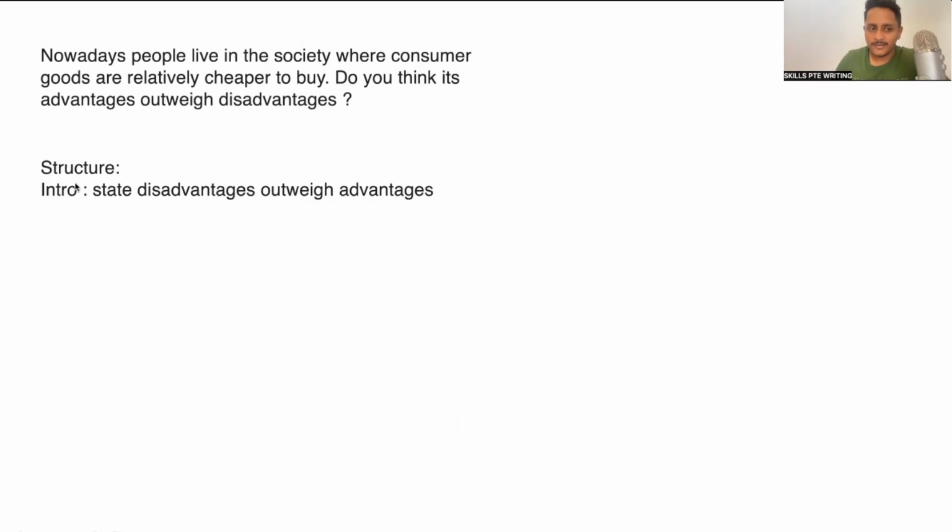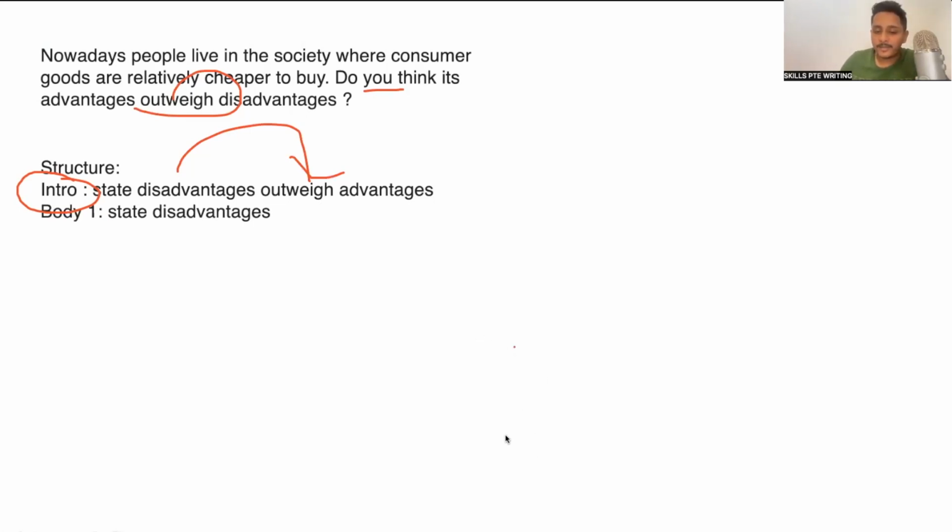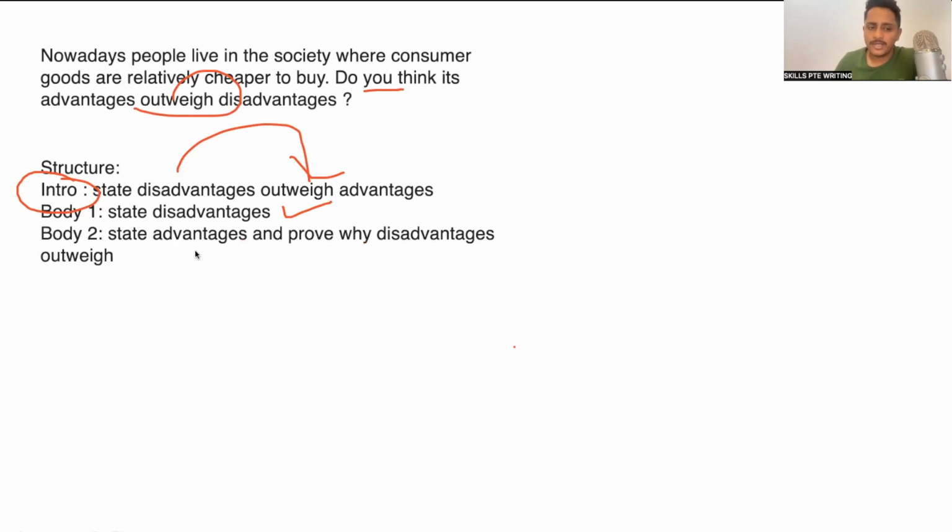Introduction, the very first paragraph, 4 to 5 lines. You need to state your viewpoint. The question is, do you think the advantages outweigh the disadvantages? You tell. Advantages outweigh disadvantages, or disadvantages outweigh advantages. Now, second paragraph, you state the advantages or disadvantages, whatever. Third paragraph, you state the advantage.